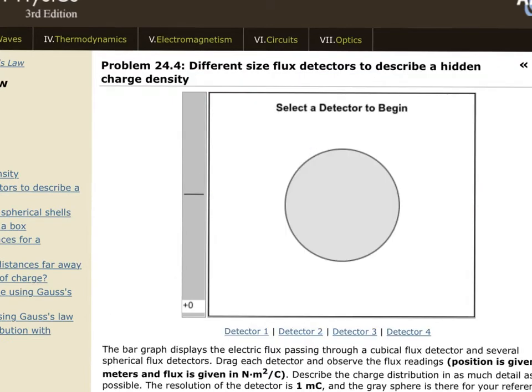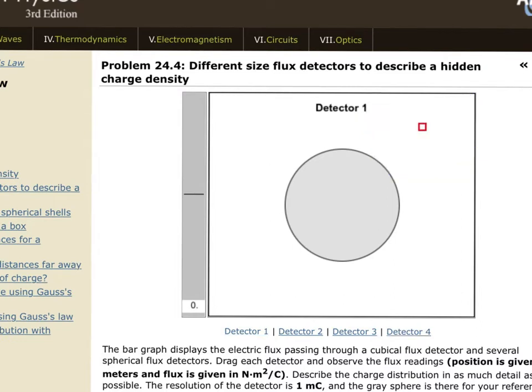Okay, number 4, another exercise in mapping out using flux detectors the charge distribution of charge in an area, right? And we map that out by charge density like we did in the last one. And in this case, rather than one detector, we have a small square detector or cubic detector. We have a small circular detector like the last one. We have a larger circular detector, and then we have a very large circular detector. So each one of these is useful in its own way.